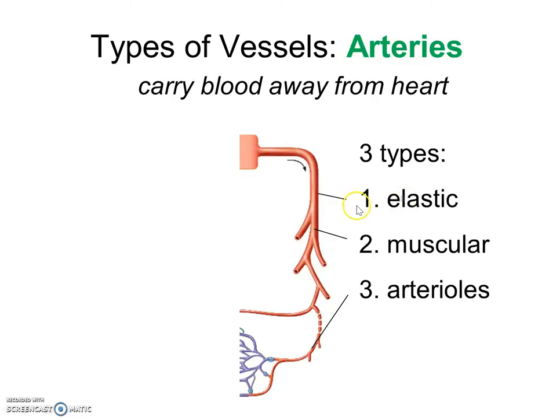So again, three types. Elastics are the first ones coming out of the heart. They're going to be the strongest, the most stretchy, because they withstand a lot of force as the heart pumps the blood out. Next are the musculars, which have a lot of smooth muscle, which help move the blood along by contracting. And then last are the arterioles, which basically regulate the amount of blood flowing into the capillary.